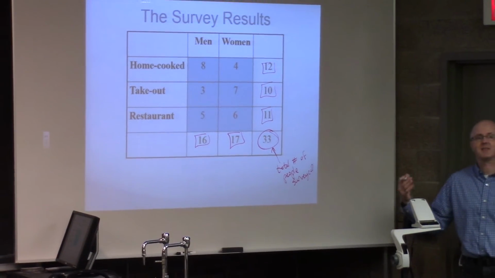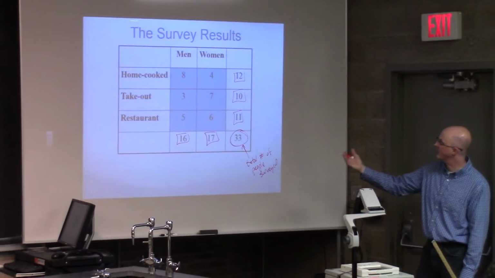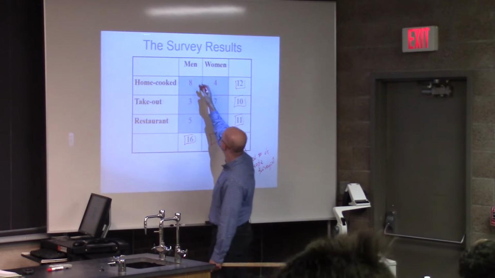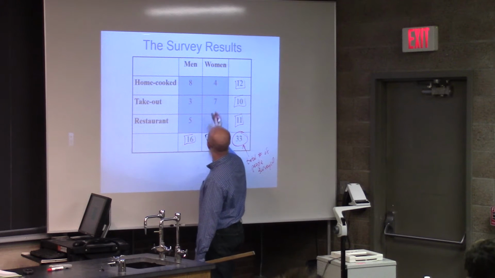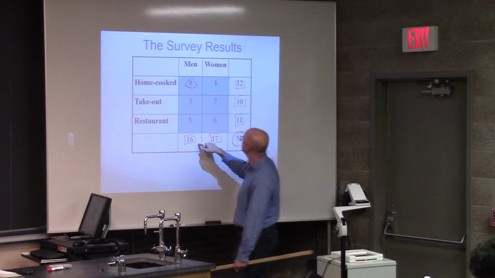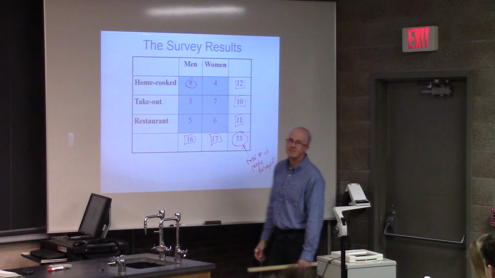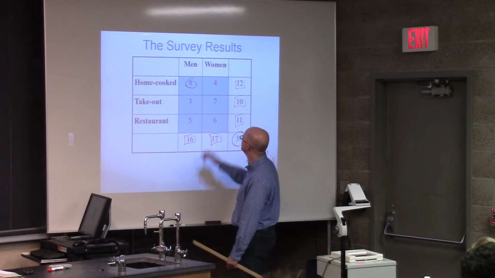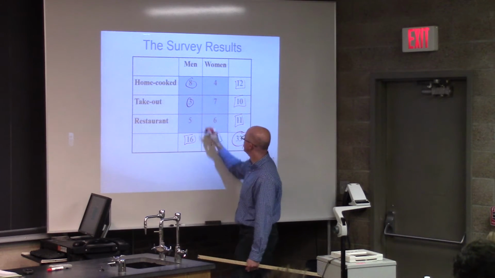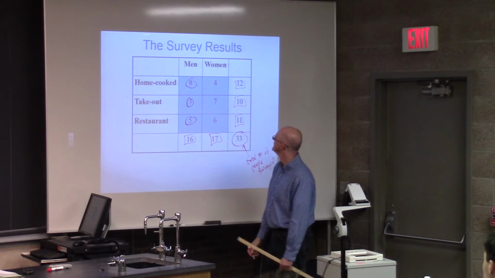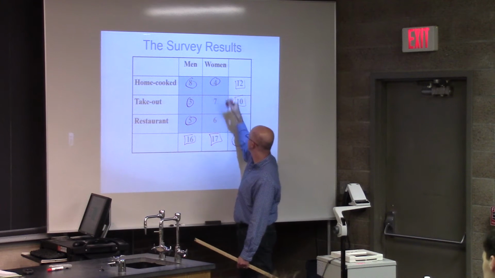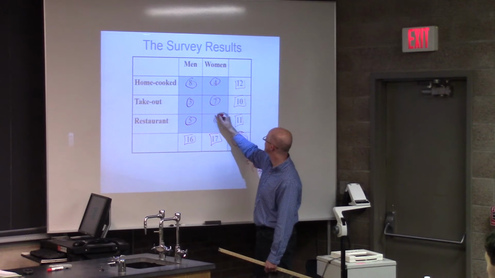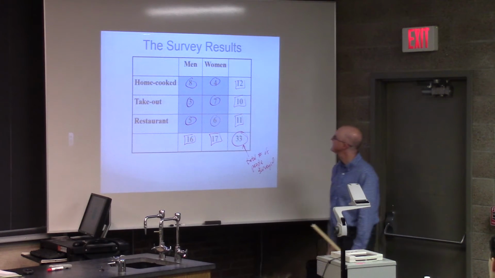But then, based on the fact that we kept track of whether we were talking to a male or a female here, we can also break it down in terms of males and females. 8 out of 16 males want home-cooked, 50% of them. That could be converted to that proportion. 8 out of 16 would be 1/2 or 50%. 3 out of 16 want takeout, 5 out of 16 want restaurants. For the women, it's 4 out of 17 who want home cooked, 7 out of 17 who want takeout, and 6 out of 17 who want restaurant.